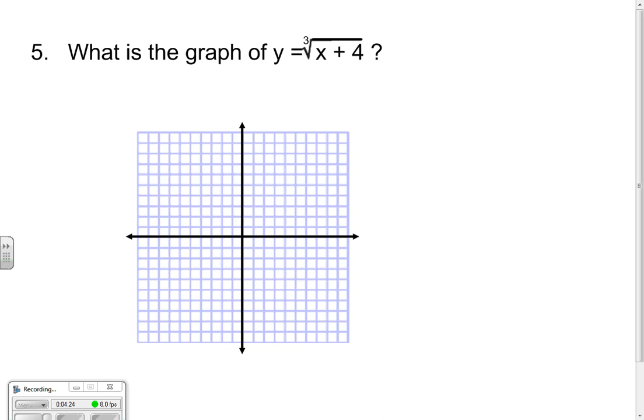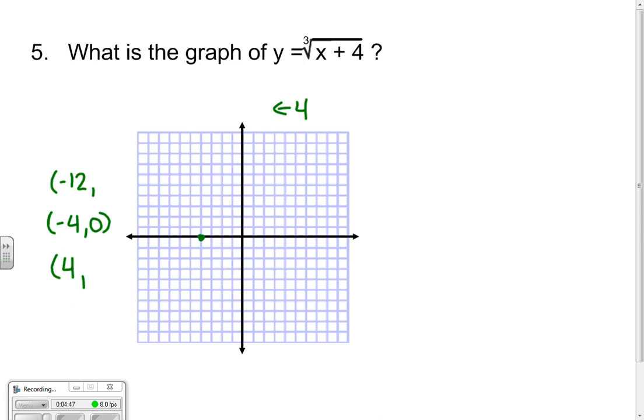In number 5, this graph has moved to the left 4. So instead of starting at 0, 0, it's going to start at negative 4, 0. Instead of picking positive 8, I'm going to pick a 4, because if I was at 8 and I move 4 units to the left, that's really 4. I normally would pick a negative 8, but now I'm going to pick a negative 12.